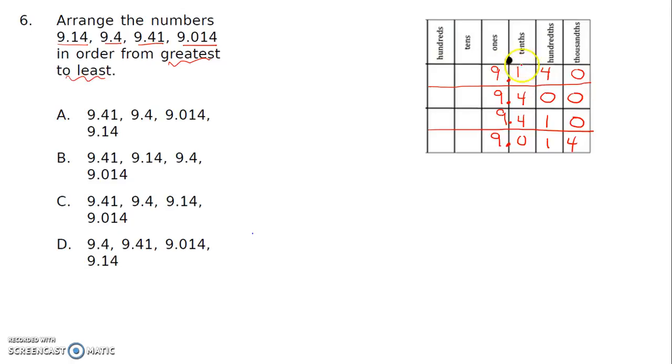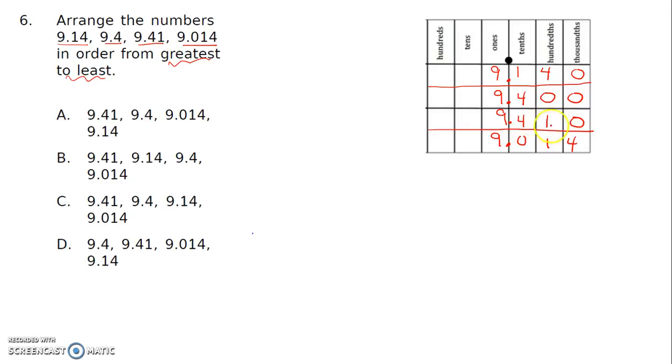Well, this first one doesn't have a shot. That's got a 1 in the tens place. The last one doesn't have a shot. That has a 0 in the tens place. So these both have 4s in the tens place. So far they're the same value: 9 in the ones place, 4 in the tens place. So then I move out to the hundredths place to decide which of these is the greater number.